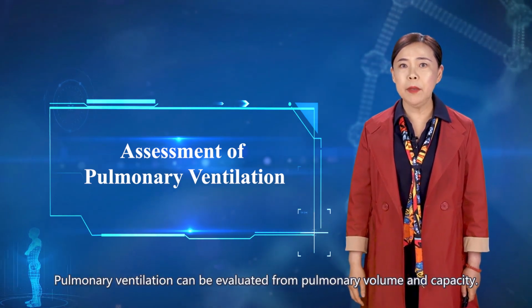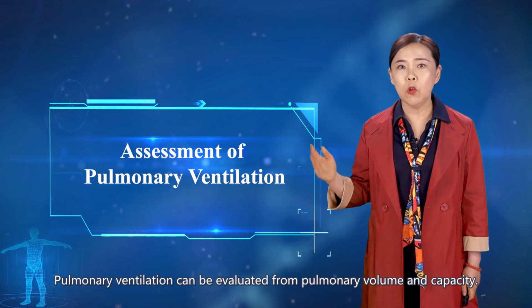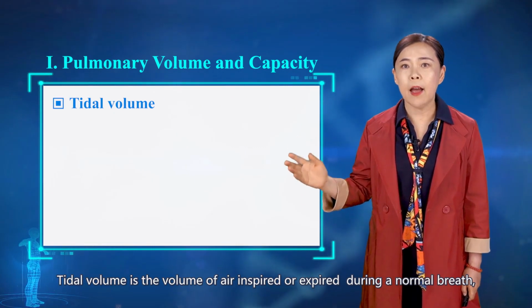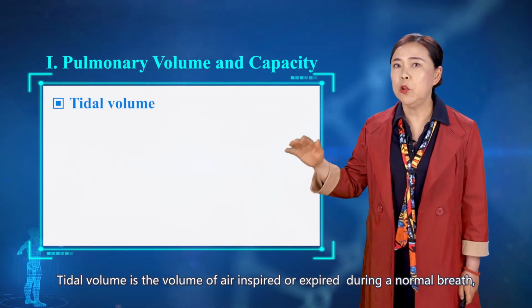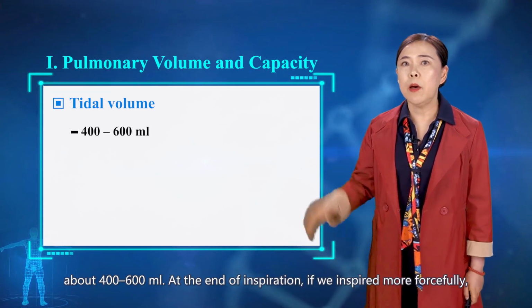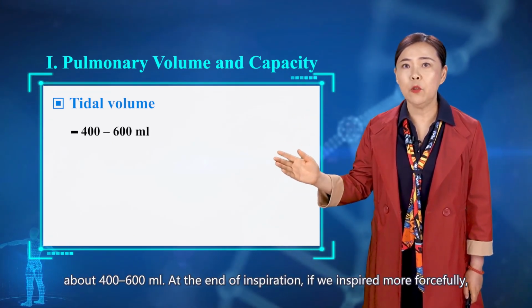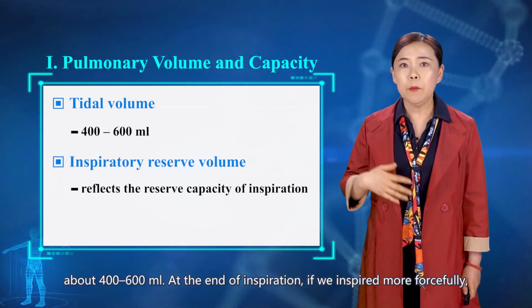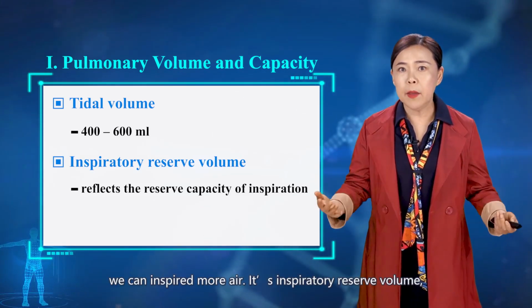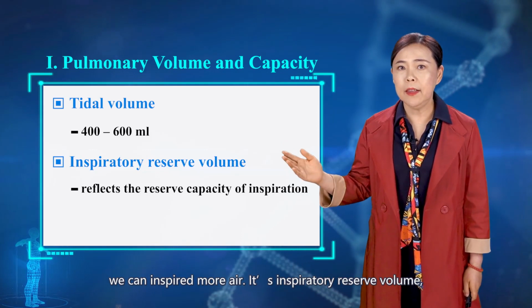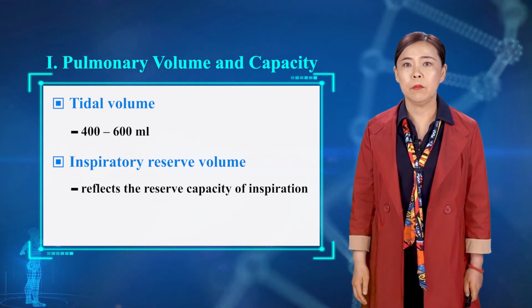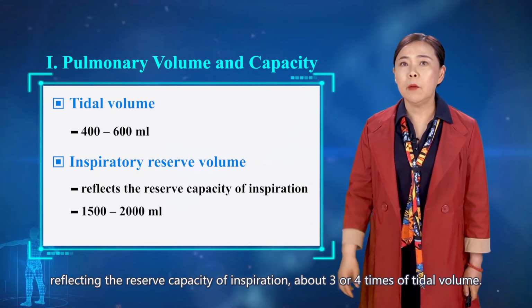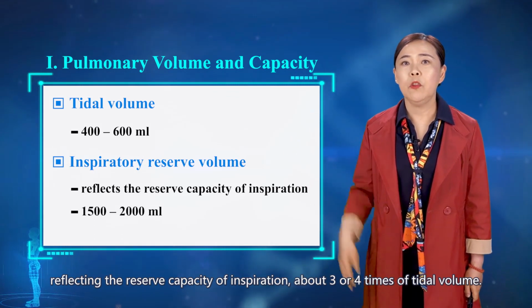Pulmonary ventilation can be evaluated from pulmonary volume and capacity. Tidal volume is the volume of air inspired or expired during a normal breath, about 400 to 600 milliliters. At the end of inspiration, if we inspired more forcefully, we can inspire more air. It's inspiratory reserve volume, reflecting the reserve capacity of inspiration, about 3 or 4 times of tidal volume.